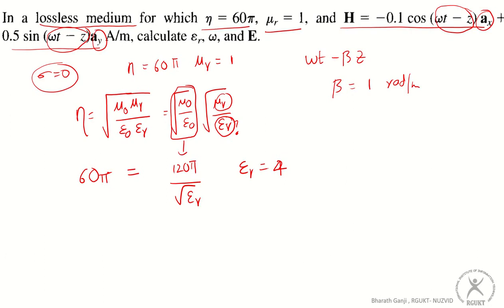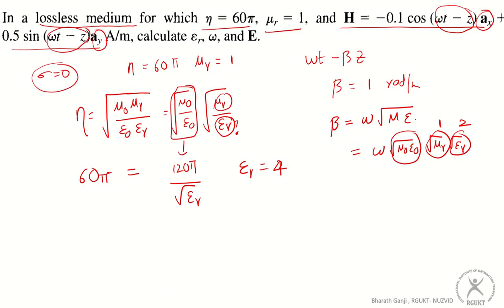Right. So if epsilon r is 4, then you have 60 pi as your intrinsic impedance. So now that we have epsilon r, how do you get omega? You get omega from beta. Beta is equal to omega into square root of mu epsilon. It can also be written as omega times square root of mu naught epsilon naught, square root of mu r and square root of epsilon r. Square root of mu r is 1, and square root of epsilon r we already saw is 2. And square root of mu naught epsilon naught is nothing but 1 by c, where c is the velocity of light.